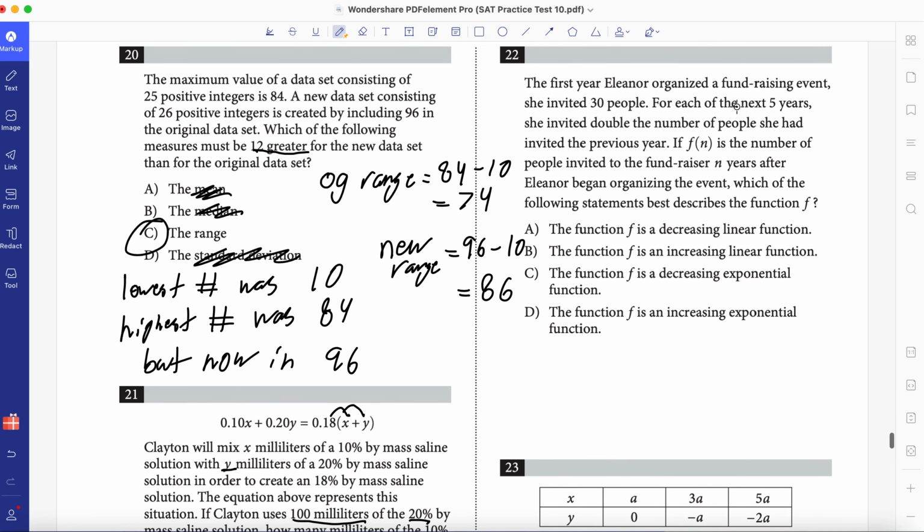The first year, Eleanor organized the fundraising. She invited 30 people. Next 5 years, she doubles the number of people she had invited the previous year. Which of the following statements best describes the function? Okay, it is not linear, just off the bat, because she doubles the number.